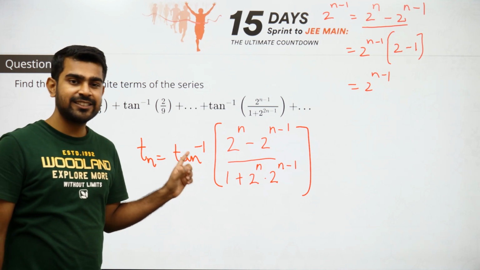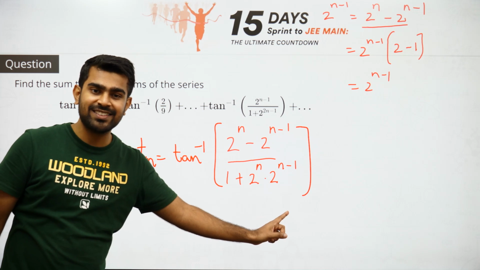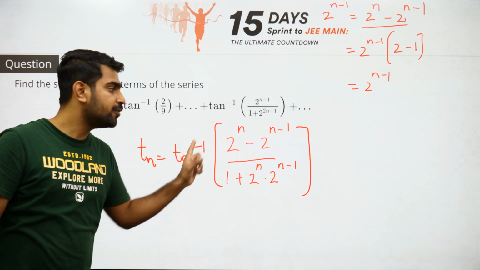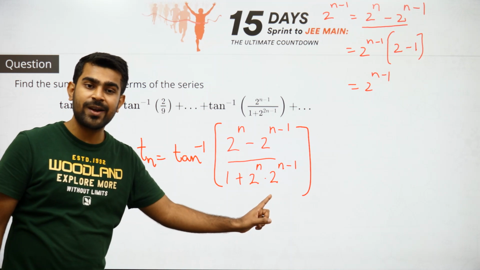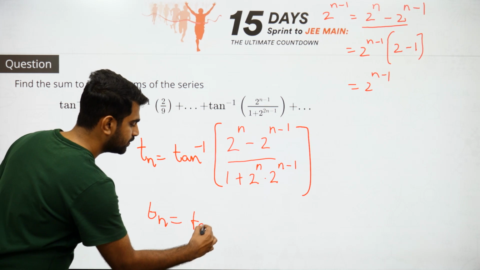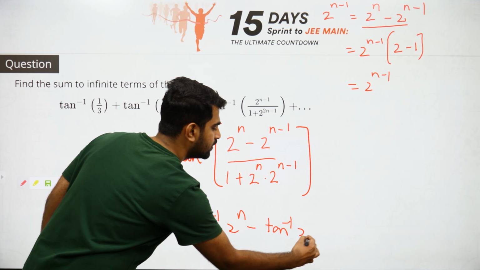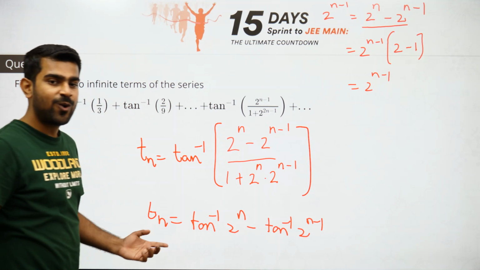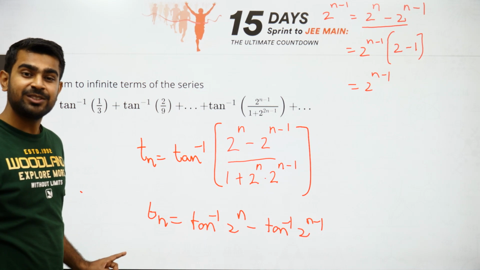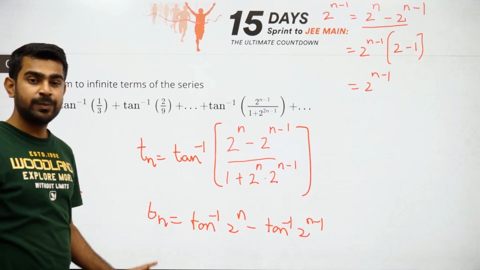Now guys, look at it. This is tan inverse of x minus y by 1 plus xy. It is of the form tan inverse of x minus y by 1 plus xy. And what is that? That is nothing but tan inverse of x minus tan inverse of y. That's it. So what is my nth term? My nth term is such a simple one.